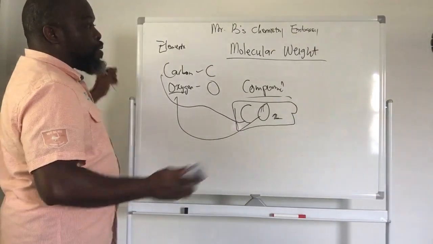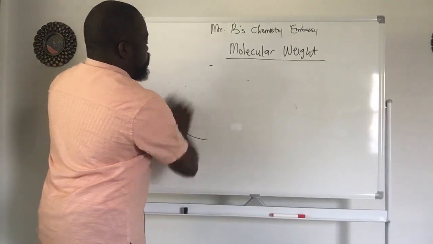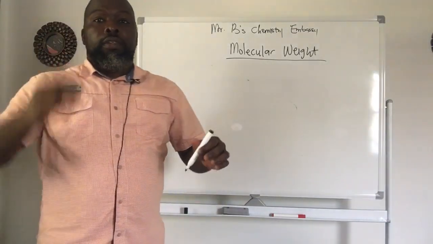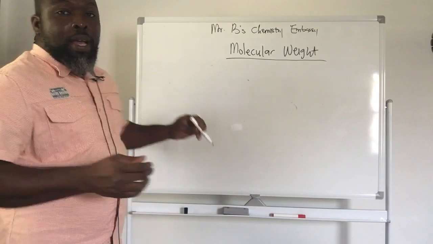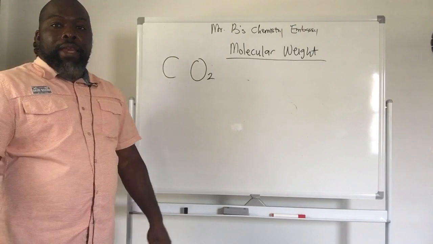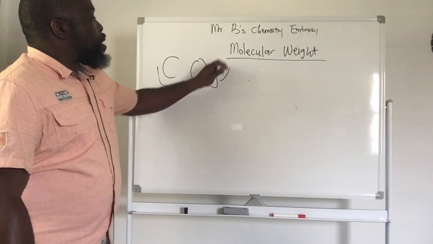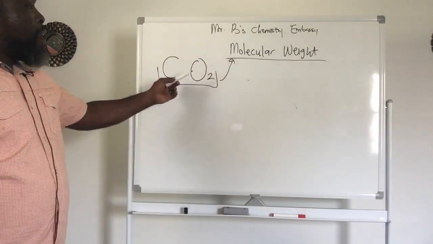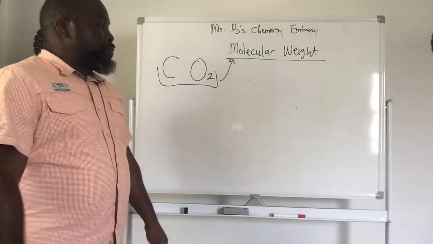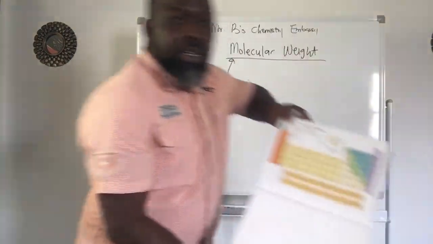Today I want to show you guys how to easily calculate molecular weight. It's a very easy calculation. So let's say they gave us a simple compound, carbon dioxide, CO2, and they ask you to calculate the molecular weight of carbon dioxide. How are you going to do it? It's very easy. The first thing you need is your periodic table. I have my periodic table right here with me. This is what I'm using.